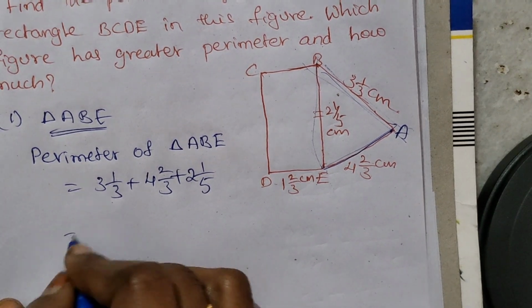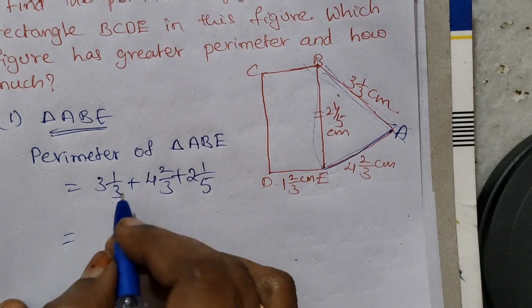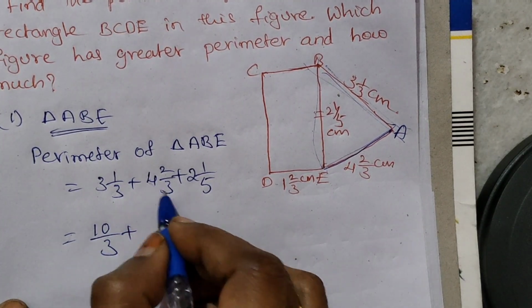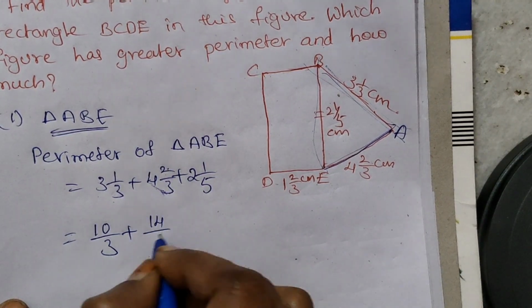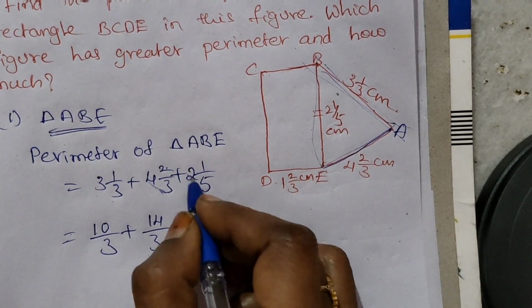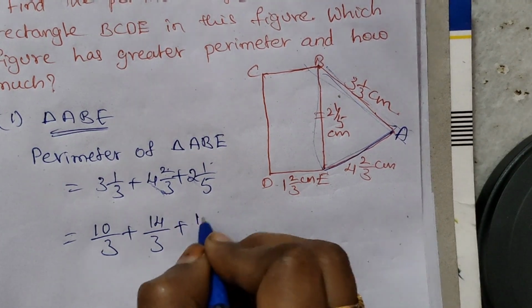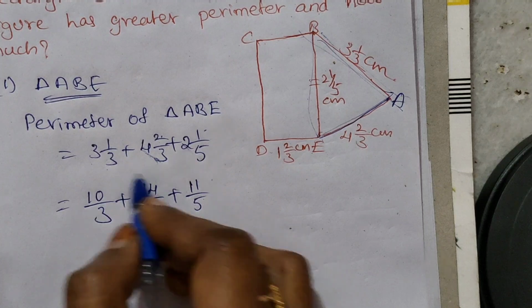First I will convert them into improper fractions. 3 threes are 9, 9 plus 1, 10 by 3. 4 threes are 12 plus 2, 14 by 3. Plus, 5 twos are 10, add this 1, 11 by 5. Okay, here these two are like fractions.